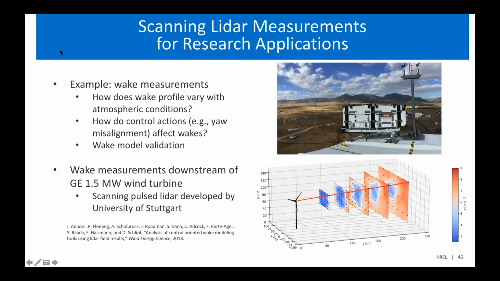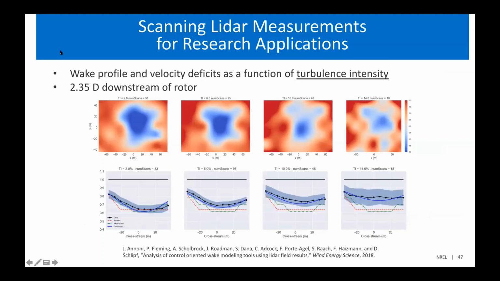One experiment that we did here at NREL a few years ago is measuring the wakes downstream of the GE 1.5 megawatt wind turbine at the Flatirons campus at NREL. This is using a scanning pulsed LiDAR developed by the University of Stuttgart. There was also a partner in the project. And so it measured the wind at 5 different planes downstream of the rotor. So here are some example results showing the measured wake profiles at 2.35 rotor diameters downstream of the turbine for different turbulence intensity levels. And then these profiles could be compared to different engineering wake models to help validate and tune those models.